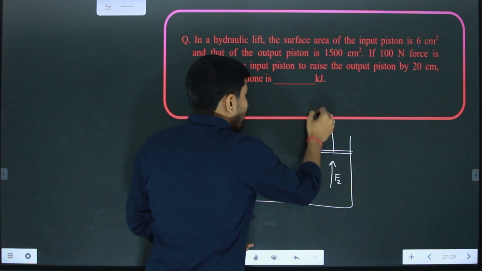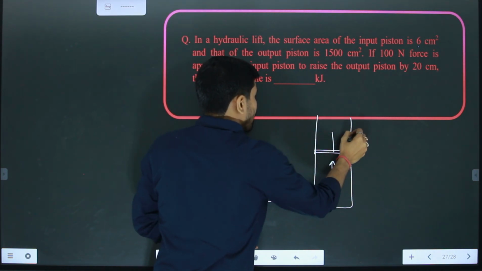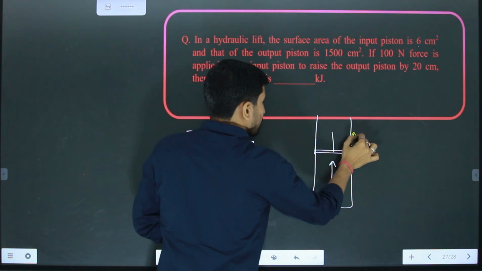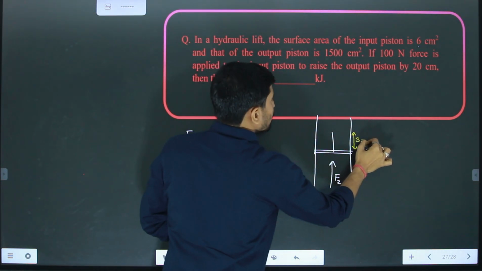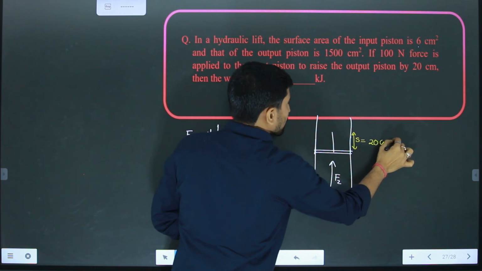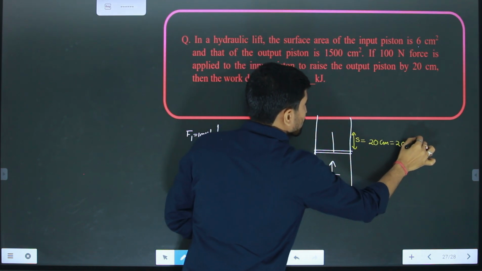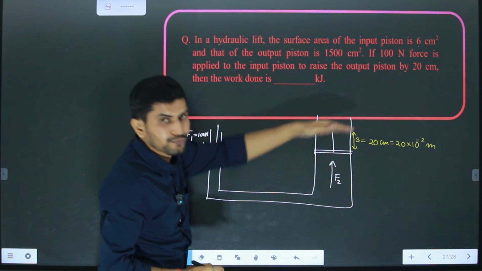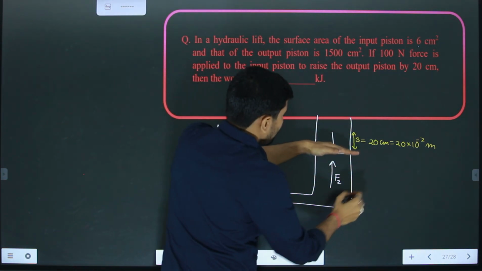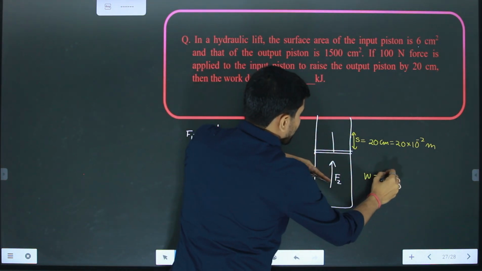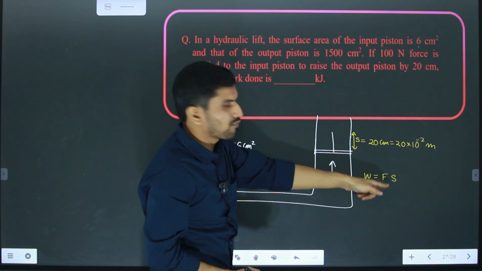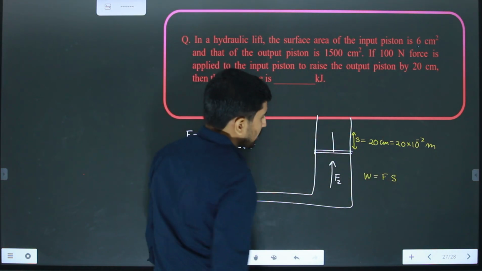And according to the question, this piston goes up by a distance of how much? 20 centimeter, or simply 20 into 10 power minus 2 meter. Okay. The question is, what is the work done? Now, work done is equal to force multiplied by distance. Force is upward, distance is also upward. So, Fs cos 0, Fs.